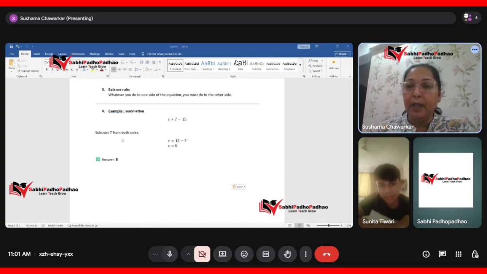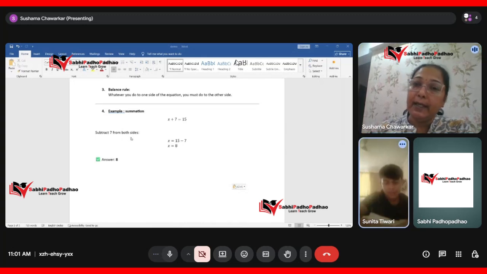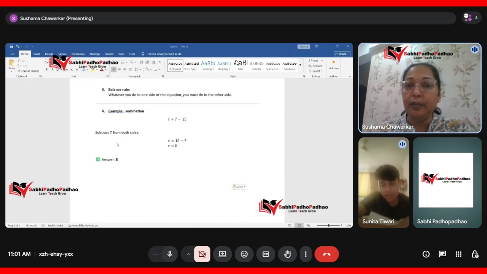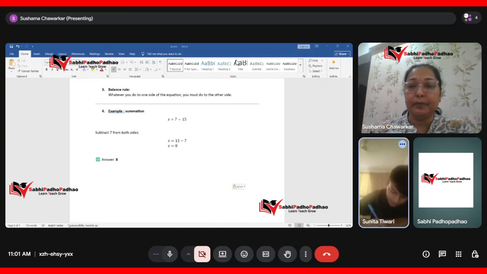Now what is our rule? When you are doing subtraction, similarly you have to do the same on the right hand side as well. So x plus 7 is given, then what do you have to do? You have to subtract 7. So x plus 7 minus 7. Write it down in your notebook. x plus 7 is equal to 15. Okay, it's already given.